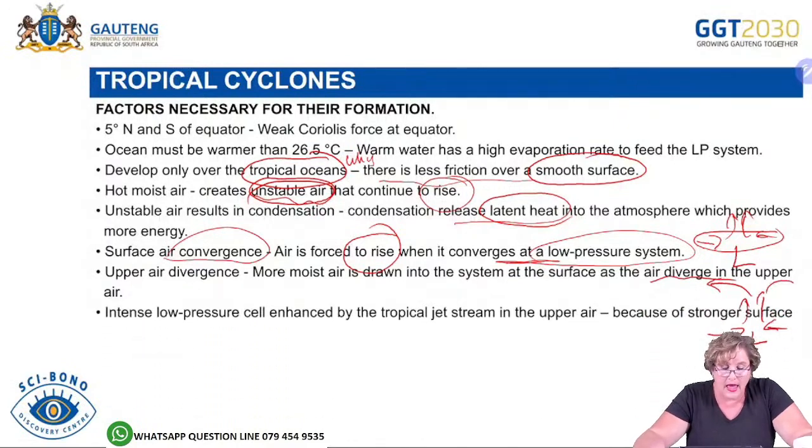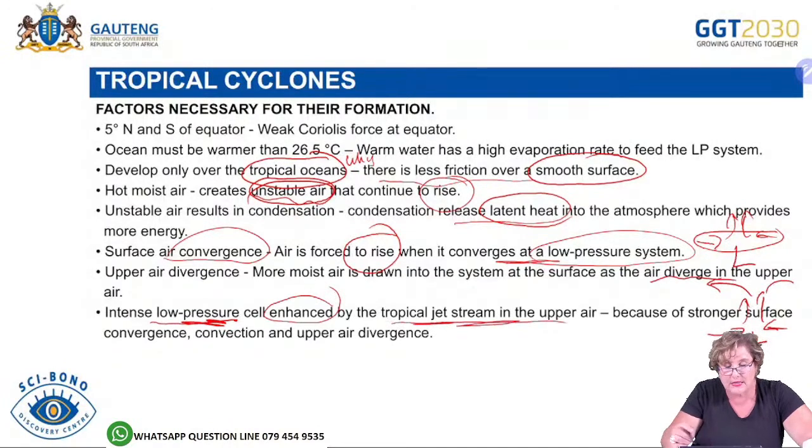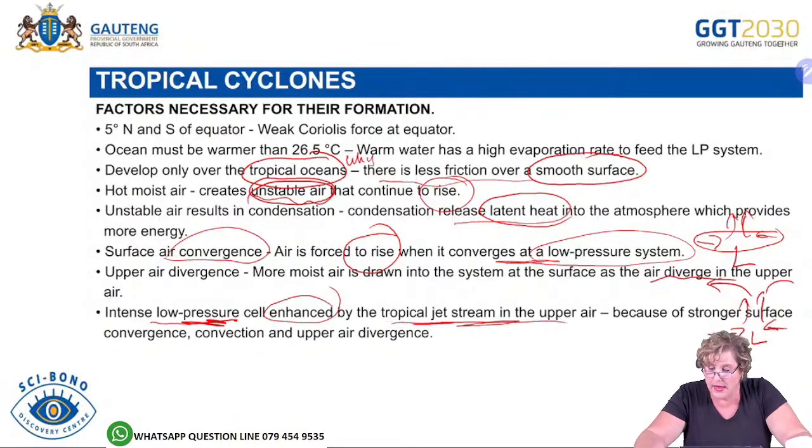An intense low pressure cell is enhanced by the tropical jet stream in the upper air because of stronger surface convergence, convection, and upper air divergence. So my low pressure on the surface is enhanced, it becomes stronger because of tropical jet streams in the upper air.